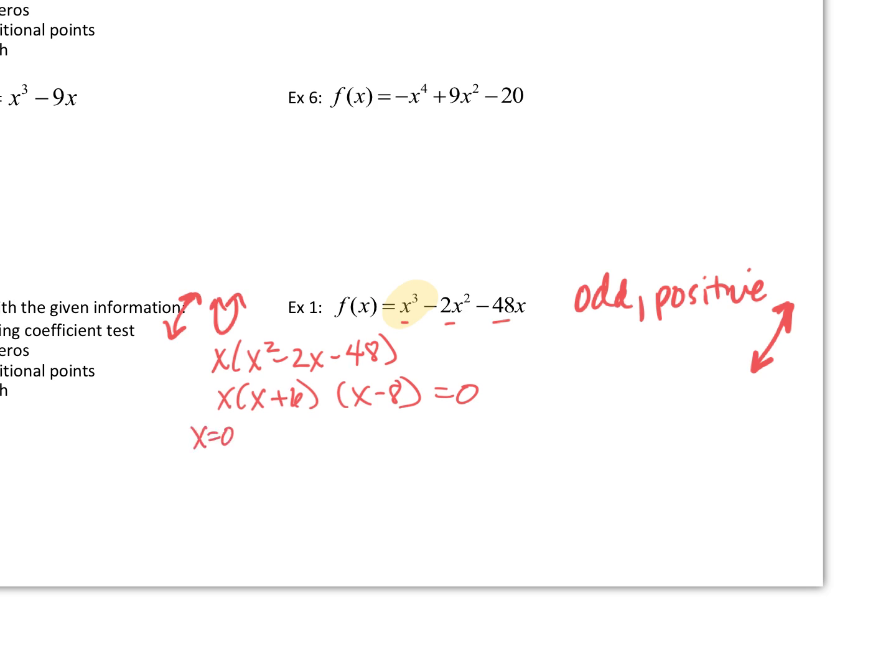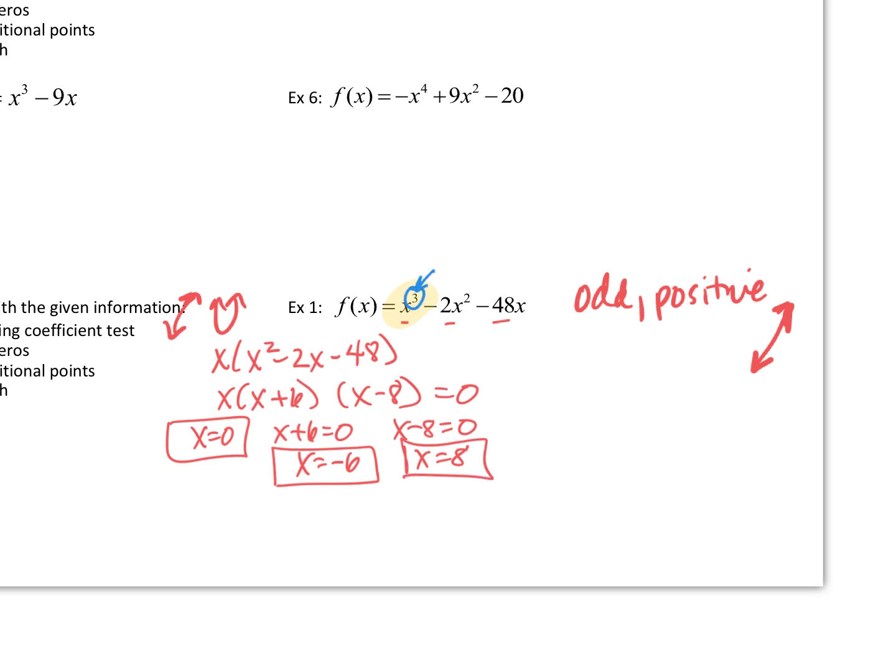Then I set each one equal to 0. Solve it. All right. Now, if I look back, how many solutions should I have? 3. Do I have 3 solutions? 1, 2, 3. That means these are all singles, and this is what we call the multiplicity. They're singles. That means they're just going to go through the x-axis like normal.